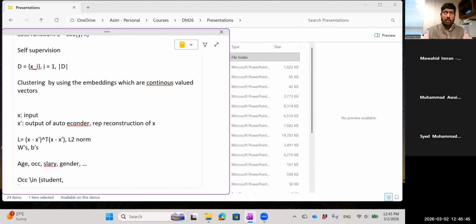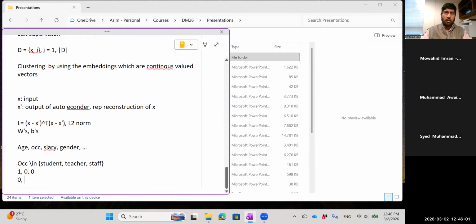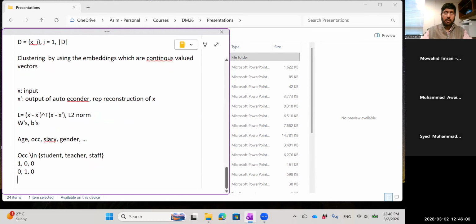So student है, teacher है और staff है. ठीक है ना? So you will have to convert this into a 0-1 encoding. So we'll have three outputs. So आपके पास 1, 0 और 0. This would mean that this is a student, and then 0, 1 and 0. This would mean that this is a teacher, and then 0, 0 and 1. This would mean a staff.